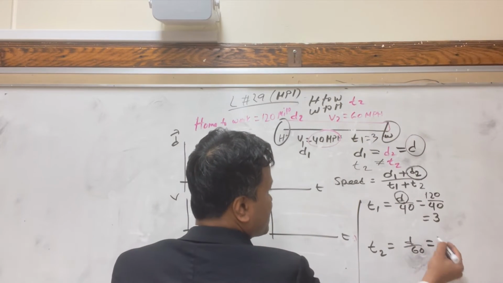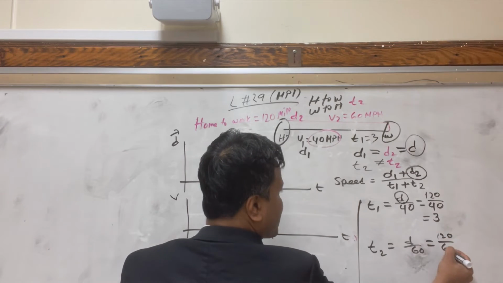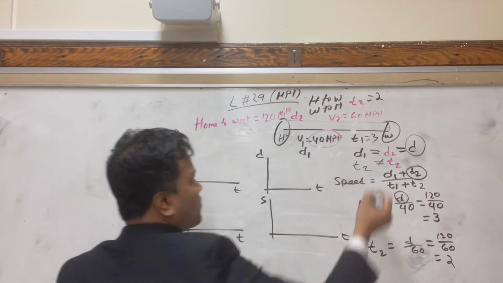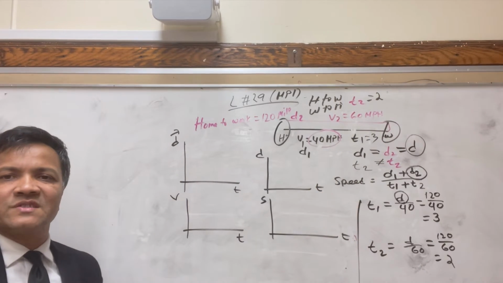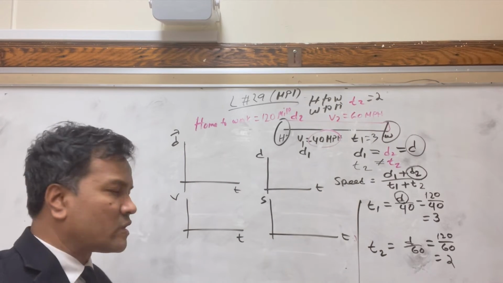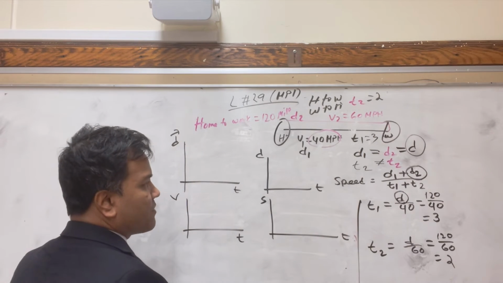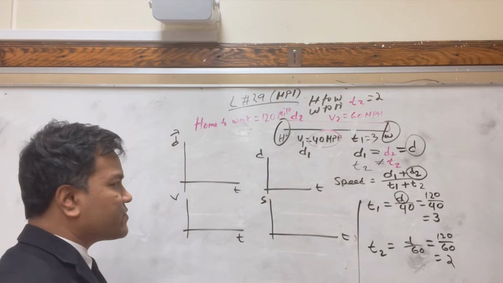t2, of course, the distance remains the same. However, you move faster, so it's going to take less time. So t2 must be 2. Why is it 2? Because you're moving faster. Why is the other one more? Because you're moving slower. Simple. So you have total time, which is 5 hours. Your whole trip is 5 hours.